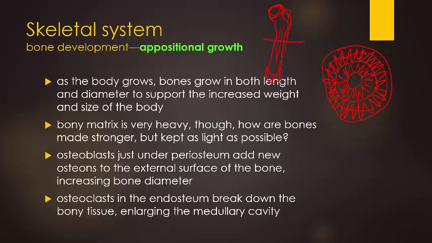But instead, what we see is a process that's referred to as appositional growth. So here underneath the periosteum, as the bone grows, we add new compact bone here underneath the periosteum. And so the bone keeps growing outward until we reach maturity.